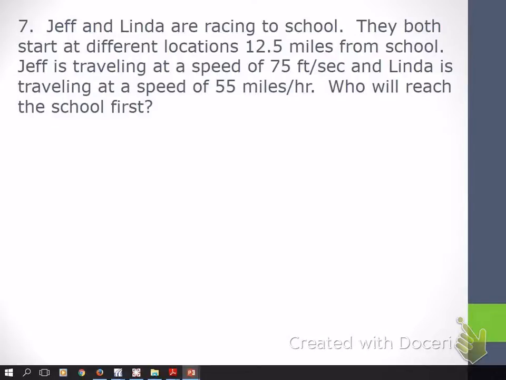Well, obviously, whoever is going faster is going to reach the school first. But the question is, who's going faster? Well, since they're not in the same units, we don't know. So what we can do is convert one of these over to the other units. Now, I'm going to take 75 feet per second and convert it into miles per hour. You could always go the other way if you wanted to. You can convert miles per hour to feet per second, and there's not going to be any problem.